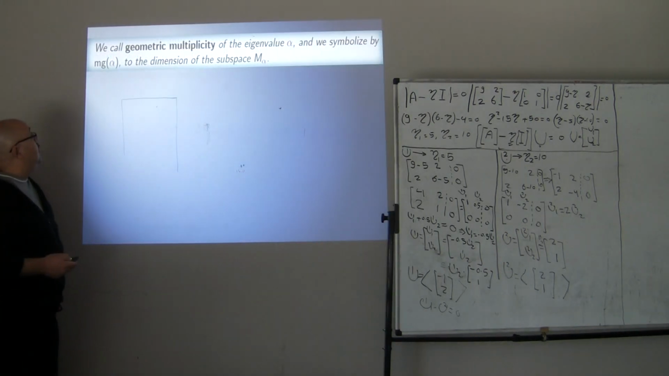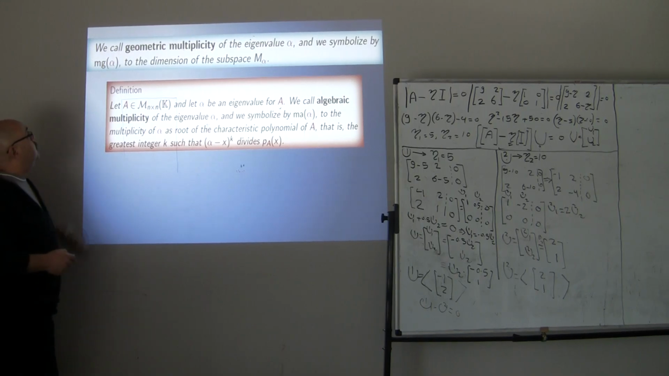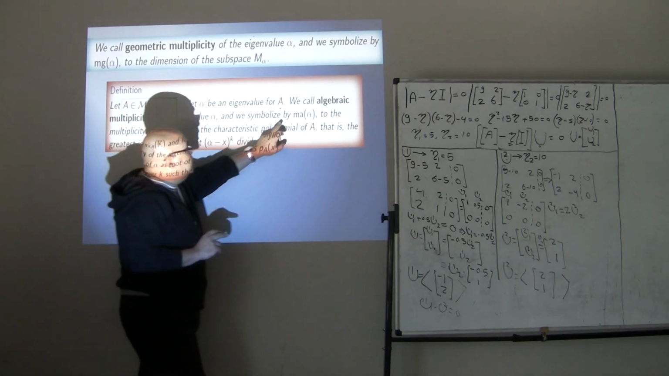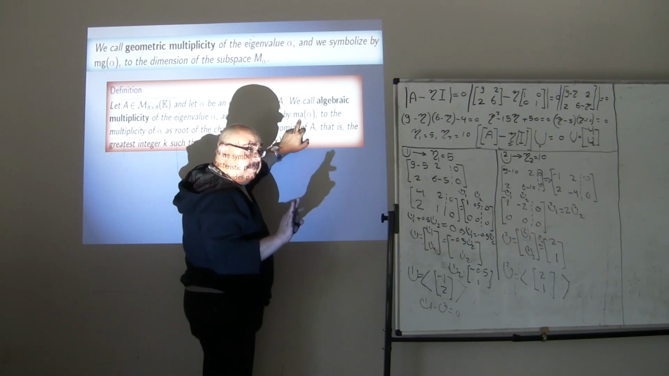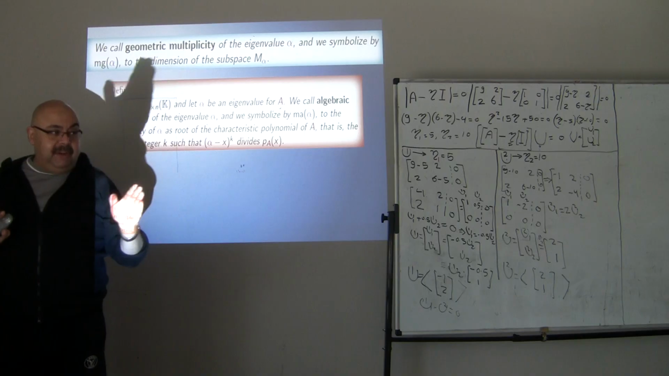Okay, perfect. Now we call the multiplicity related to the eigenspace the geometric multiplicity, and we will symbolize it by MG. The algebraic multiplicity is MA. Okay? Is everyone okay? Do you understand what algebraic multiplicity means and what geometric means?